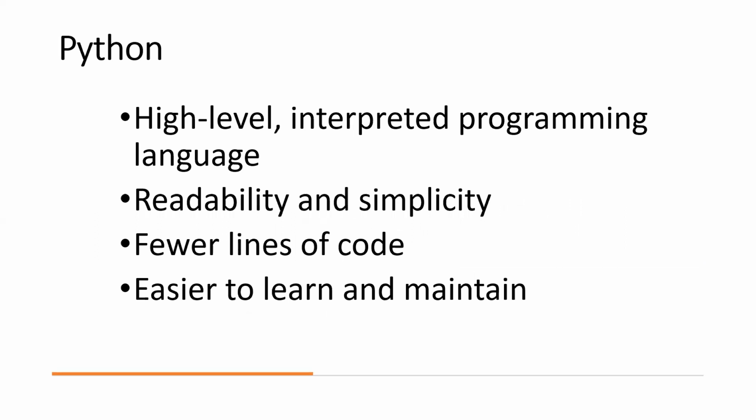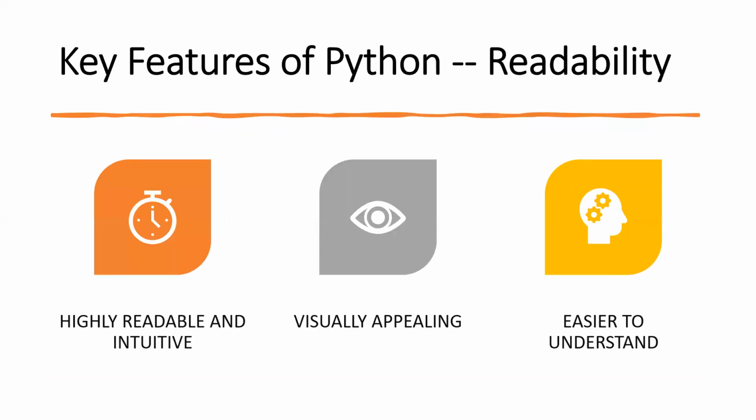Python is a high-level interpreted programming language that was created by Guido van Rossum and released in 1991. It was designed with a strong emphasis on readability and simplicity, making it an ideal choice for both beginners and professionals alike. Python's syntax allows developers to express concepts in fewer lines of code compared to other programming languages, which makes it easier to learn and maintain. Now let's take a look at some of the key features that make Python stand out.